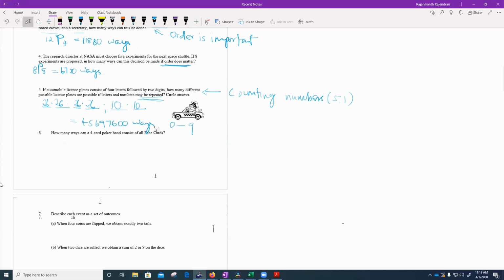Number 6. How many ways can a 4-card poker hand consist of all face cards? So you are choosing 4 at a time. All 4 are supposed to be from face cards. So how many ways could you make this happen? How many face cards are there in total?